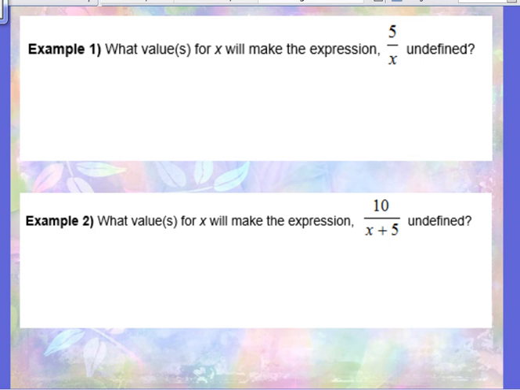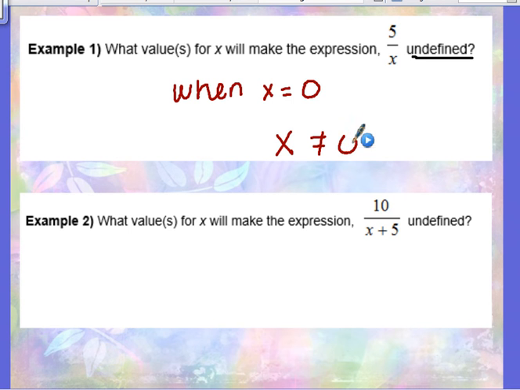Example 1. What value or values for x will make this expression 5 divided by x undefined? Remember that undefined just means when the denominator equals 0. In this example, we only have the letter x, so we will simply say when x is 0, the expression is undefined. But remember, we don't like when expressions are undefined. So we want to say that x cannot be equal to 0, because if we input 0 here, we will get an error message.